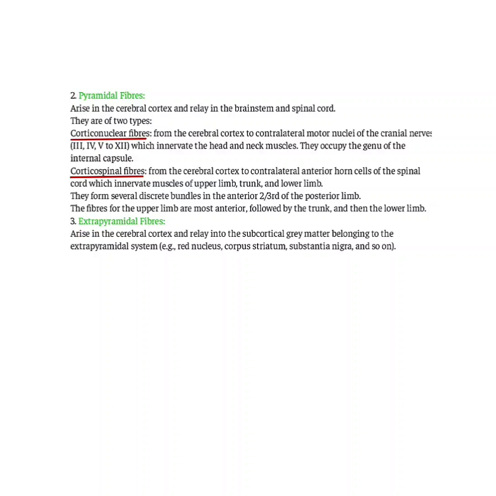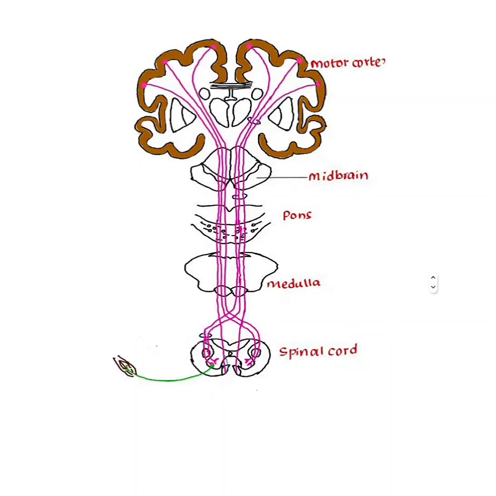Corticospinal fibers run from the cerebral cortex to the contralateral anterior horn cells of the spinal cord, which innervate the muscles of the upper limb, trunk, and lower limb.